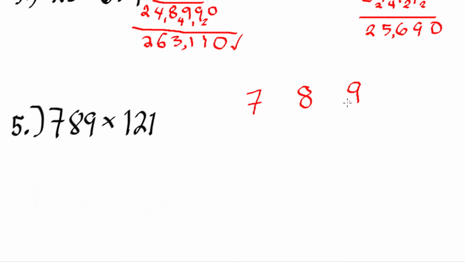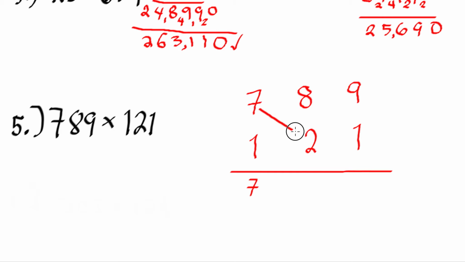789, such big numbers, times 121. So I think I can clearly illustrate this. 7 times 1, well, that's going to be 7. 7 times 2 plus 8 times 1. Okay, 7 times 2 is 14. 14 plus 8 is going to give us 22. So this becomes 22 over here.